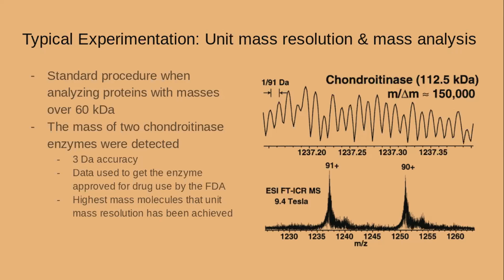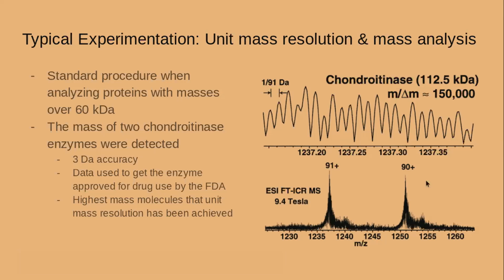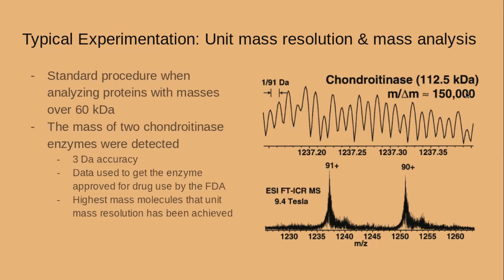And one experiment that I looked at measured the mass of 2 different chondroitinase enzymes. So at the bottom, they talk about the magnitude of their magnetic field, and you can see these are the 2 different enzymes they're able to pick up, and then at the top, this is the mass resolution for the 91 peak. So you can see the resolution for this instrument was 150,000.